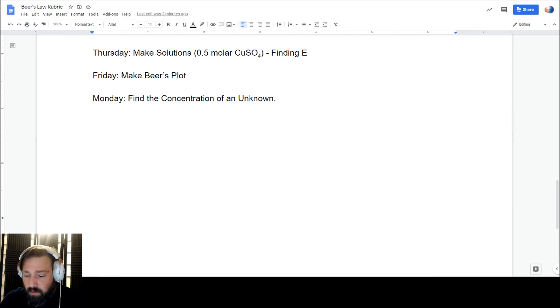So first off, what exactly is Beer's Law? Well, basically Beer's Law says that whenever you shine light through a solution, some of the light doesn't make it all the way through. The more stuff you have in the water, the less light gets through. That's basically it. That's the short version of it. But let's get into the long version of it, shall we?